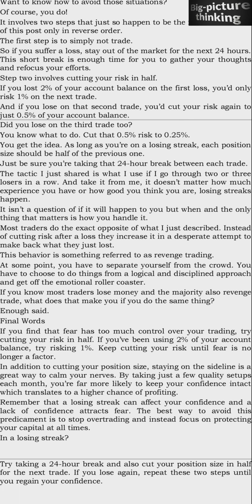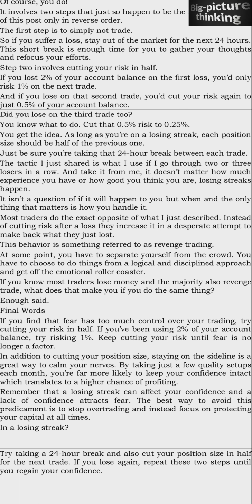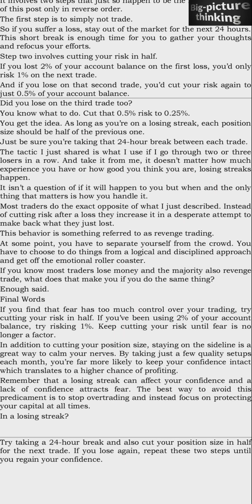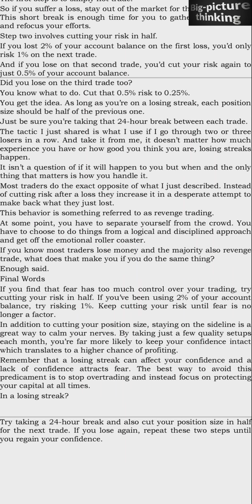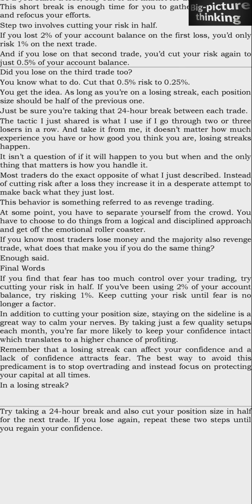And take it from me, it doesn't matter how much experience you have or how good you think you are, losing streaks happen. It isn't a question of if it will happen to you but when, and the only thing that matters is how you handle it. Most traders do the exact opposite of what I just described. Instead of cutting risk after a loss, they increase it in a desperate attempt to make back what they just lost. This behavior is something referred to as revenge trading.